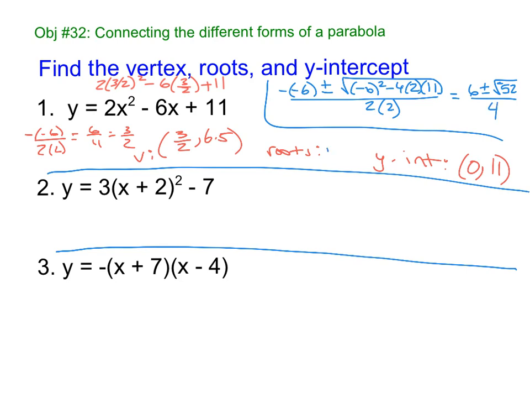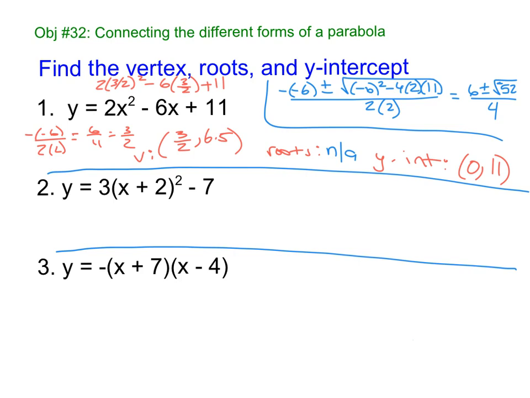So the roots are NA, right? This does not cross the x-axis. If you think about the graph, I'm going to draw it down on the bottom. So I have the point 1.5, 6.5, and then it's upward facing. That's my graph. Notice it never crosses the x-axis, so there are no roots. They're called imaginary. All right. So that one was a little tricky. All right, try the next one.